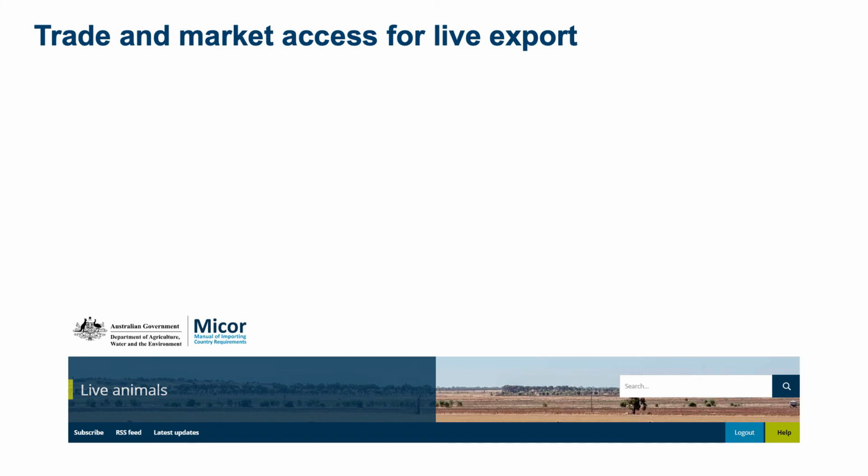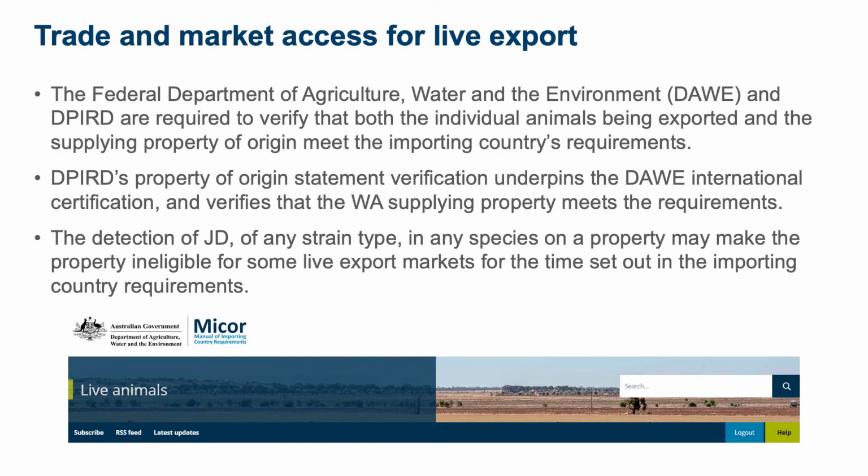Let's look at the impact of JD on trade and market access a little bit further for a moment. For live animal export markets, the Federal Department of Agriculture, Water and the Environment, DAWE, and DPIRD are required to verify that both the individual animals being exported and their supplying property of origin meet the importing country's requirements. Certification for JD is and always has been at a property level.